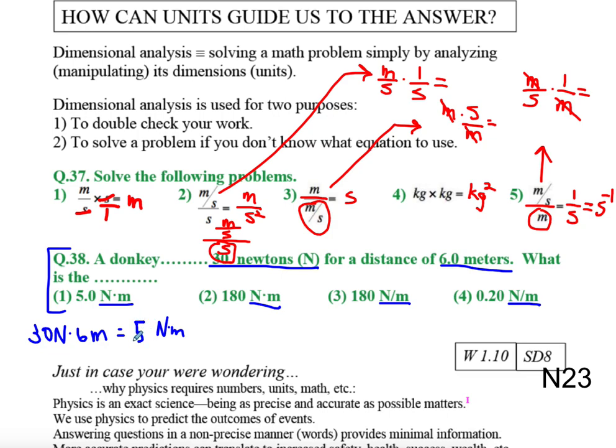So the question is, are these two equal? If you take 30 N times 6 M, which is the way you will get N times M, does it come out to 5? Well, no, of course not. 30 times 6 is 180, not 5. This is probably not the answer.